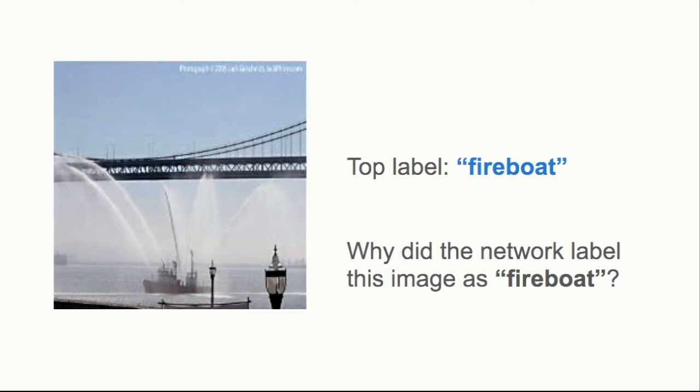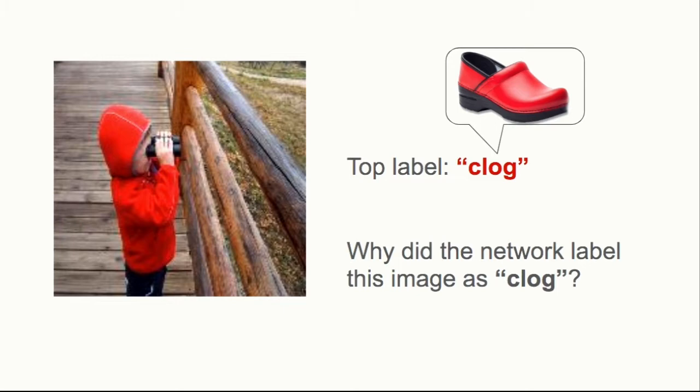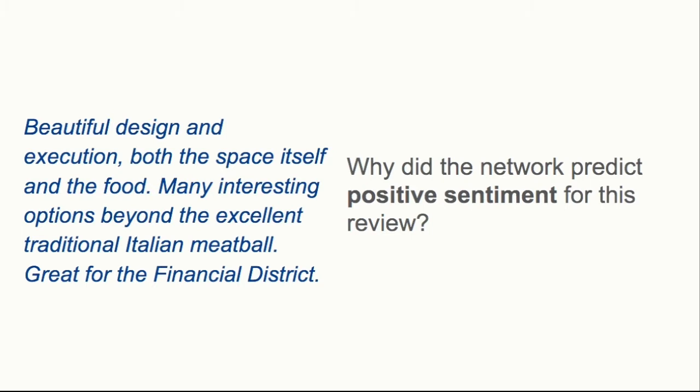This is a little bit more interesting example. This image is labeled a clog. That's what a clog is. So now again, why is this a clog? Why did the network call it a clog? You can ask the same question for text models. Here's a piece of text that's labeled positive sentiment. Okay, which words make it positive sentiment? What happens if I change those words?